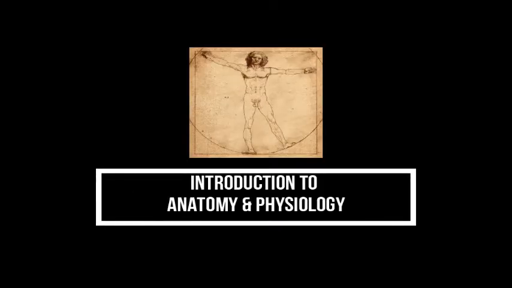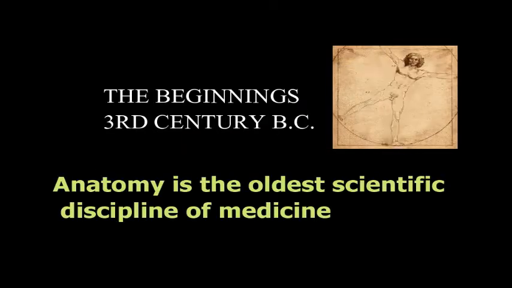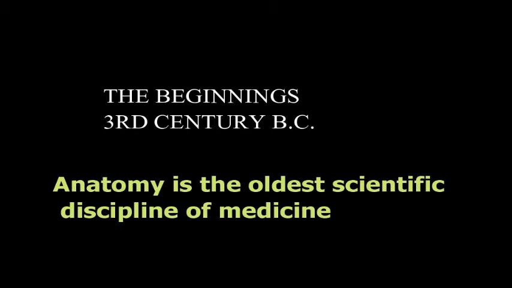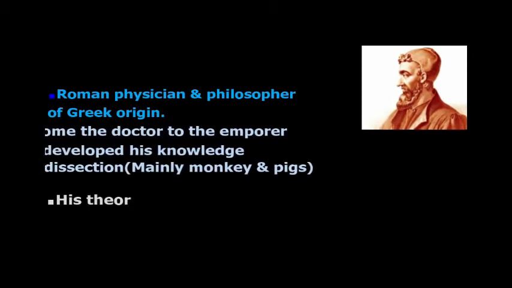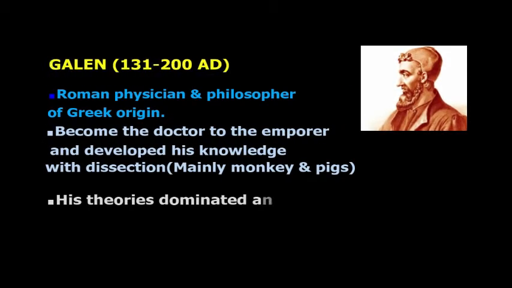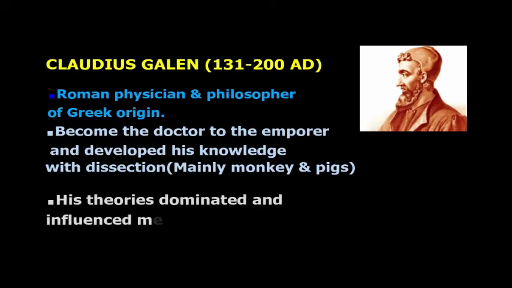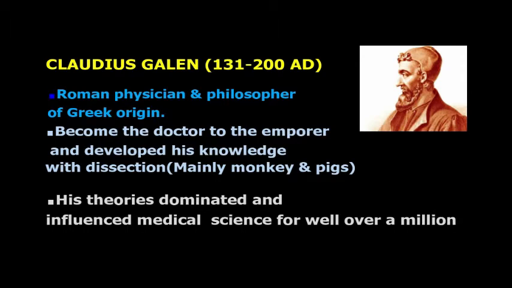Introduction to Anatomy and Physiology. The beginnings: 3rd century before Christ, anatomy is the oldest scientific discipline of medicine. Claudius Galen, a Roman physician and philosopher of Greek origin, became the doctor to the emperor and developed his knowledge with dissection, mainly of monkeys and pigs. His theories dominated and influenced medical sciences for well over a millennium.